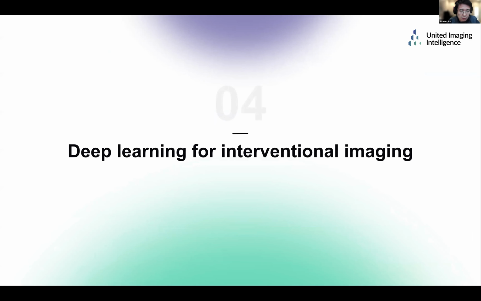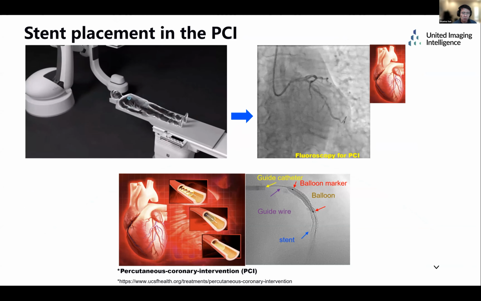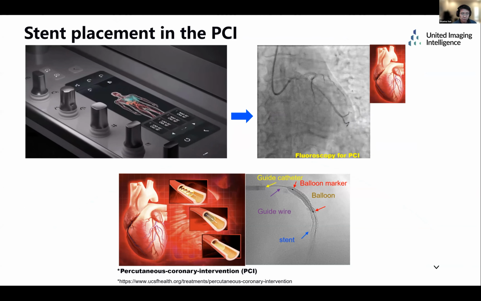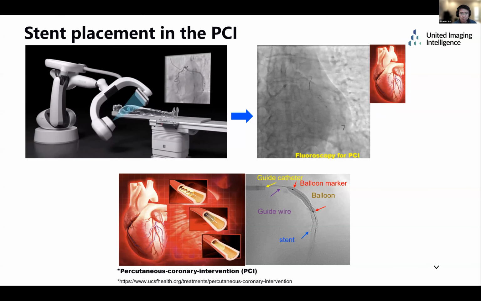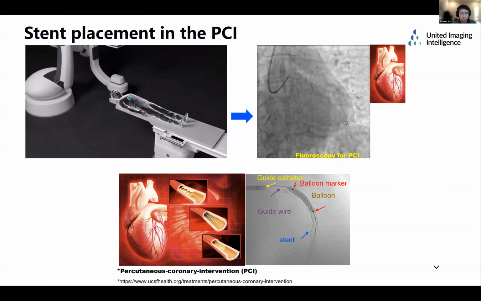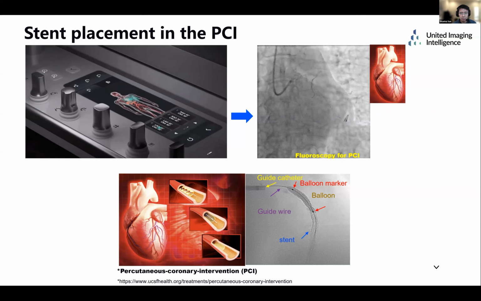In the last part of my talk, I would like to cover just one application, interventional imaging. In the left upper corner, I show this C-arm machine. Usually in the surgical room, the surgeon, the physician, utilizes those machines to acquire real-time X-ray videos. The surgeon utilizes those videos to guide their minimally invasive interventional procedure.